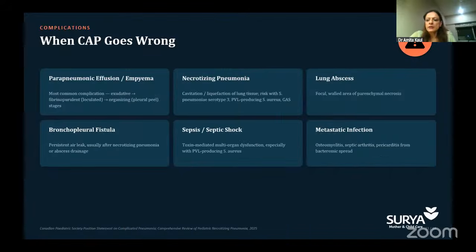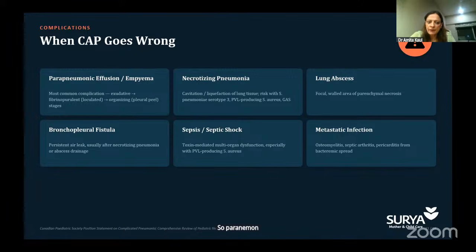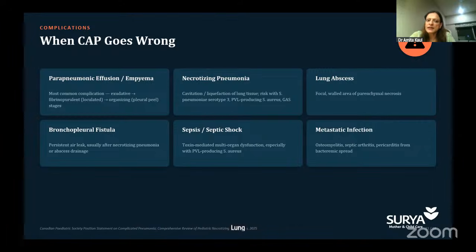Then what can go wrong in a community acquired pneumonia? So whenever a child comes to you with community acquired pneumonia, we have to always think what can go wrong and keep assessing a child for these complications which are very, very common. So parapneumonic effusions or empyema, where there's an exudative phase, then you have a fibrinopurulent phase, and then finally an organized phase. A lot of children develop necrotizing pneumonia where there's cavitation, there's liquefaction of lung tissue. Lung abscess is another complication of community acquired pneumonia.